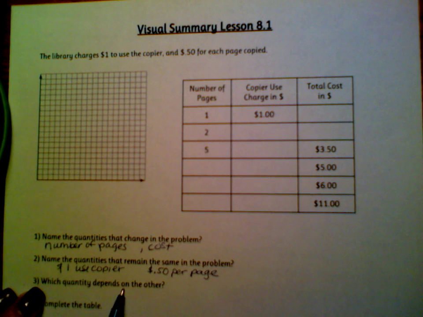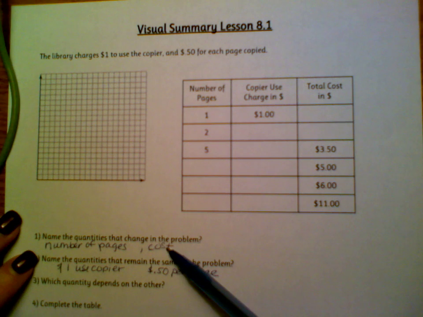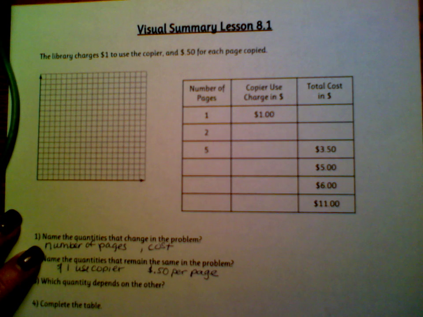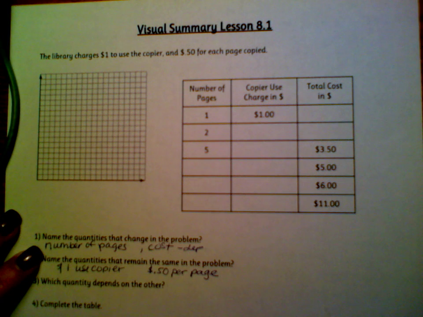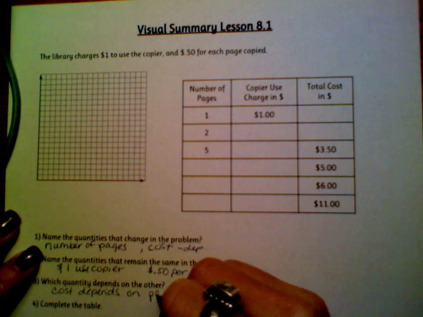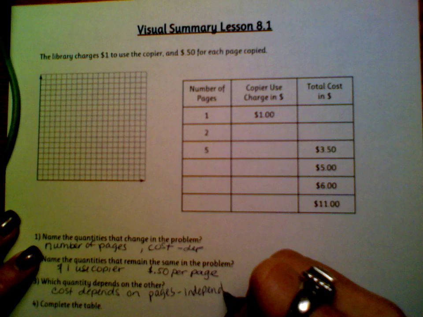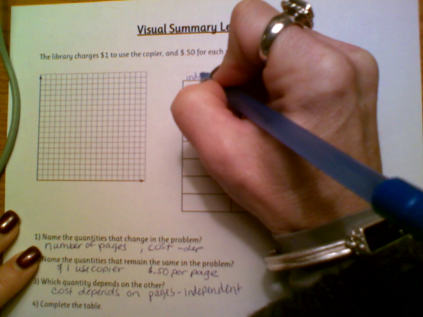When they ask which quantity depends on the other, you're looking at these two that change. So the cost depends on the number of pages that I'm going to copy. If I say it like that, the cost depends, that's my dependent variable. So which quantity depends on the other? The cost depends on the pages. That means this is my independent. So right here, I see this is independent.